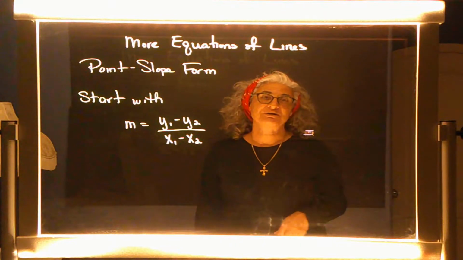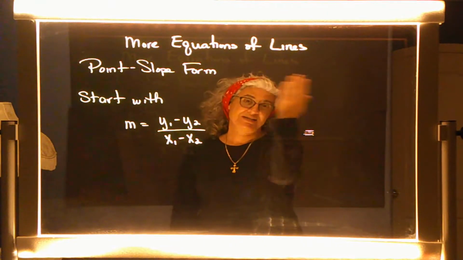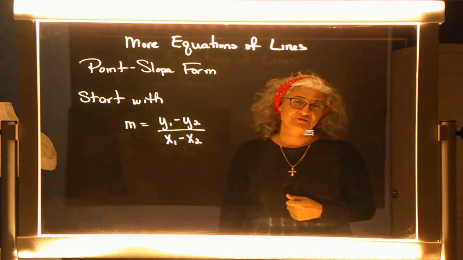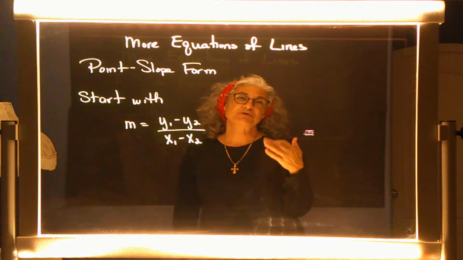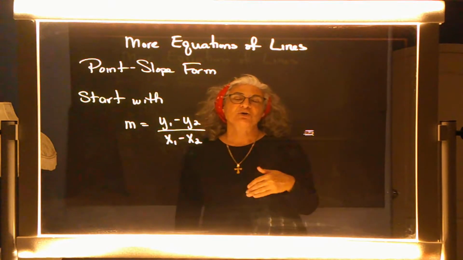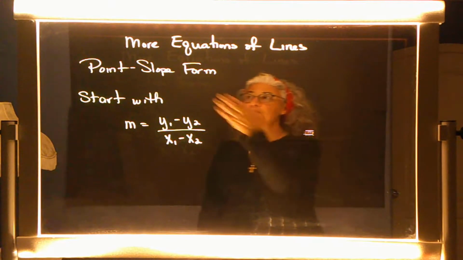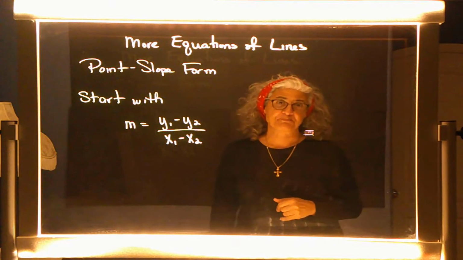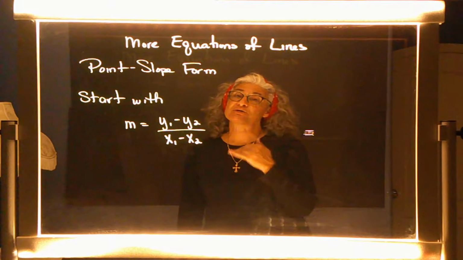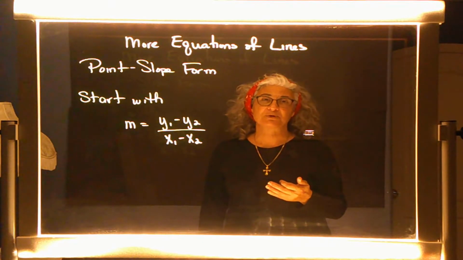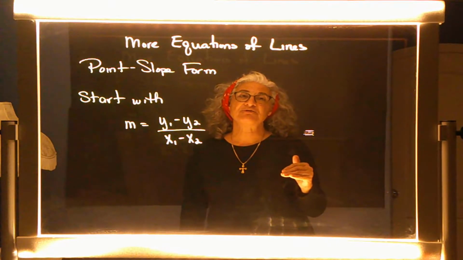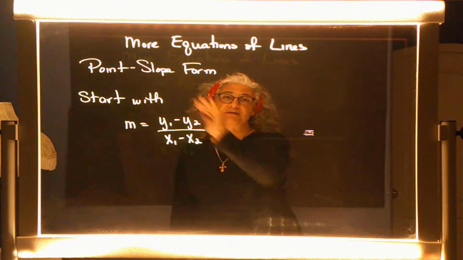Okay, so let's scoot on. We're going to talk about the next section, more equations of lines. In order to talk about this section, we are going to develop what's called the point-slope form. We've already spoken about slope-intercept form, and now we're going to move into a different form known as point-slope.